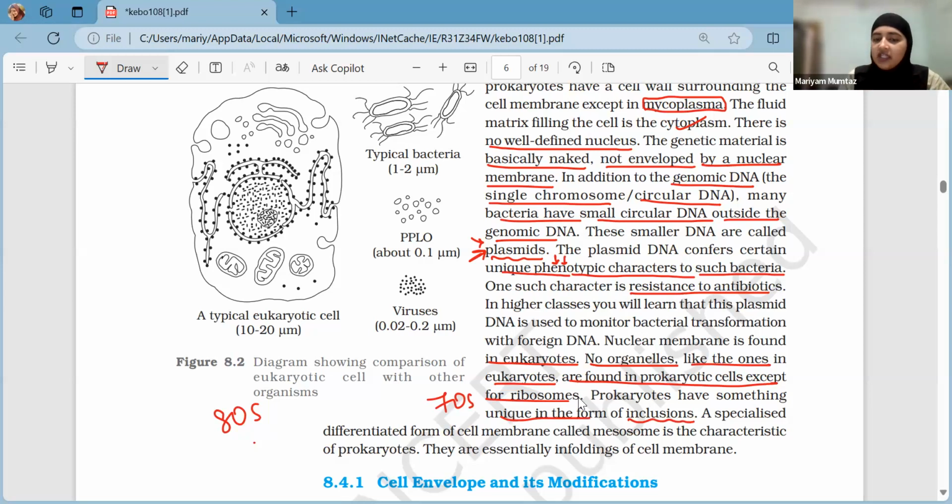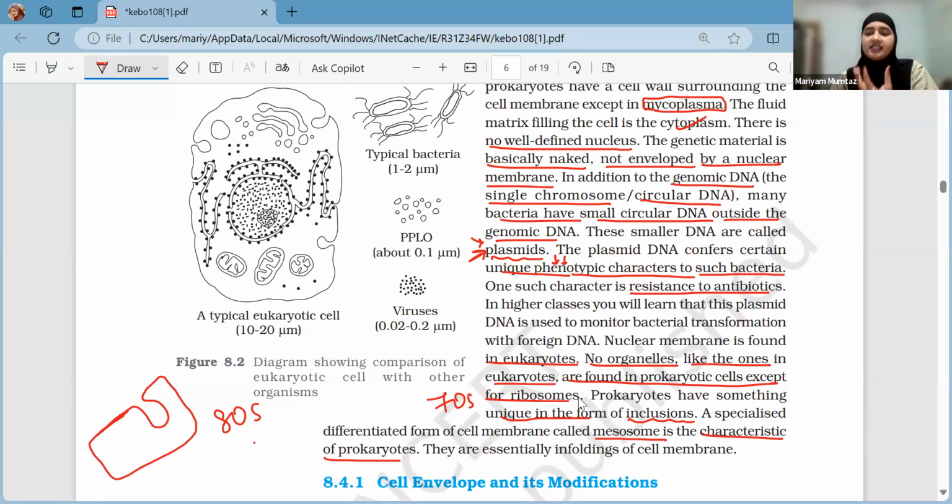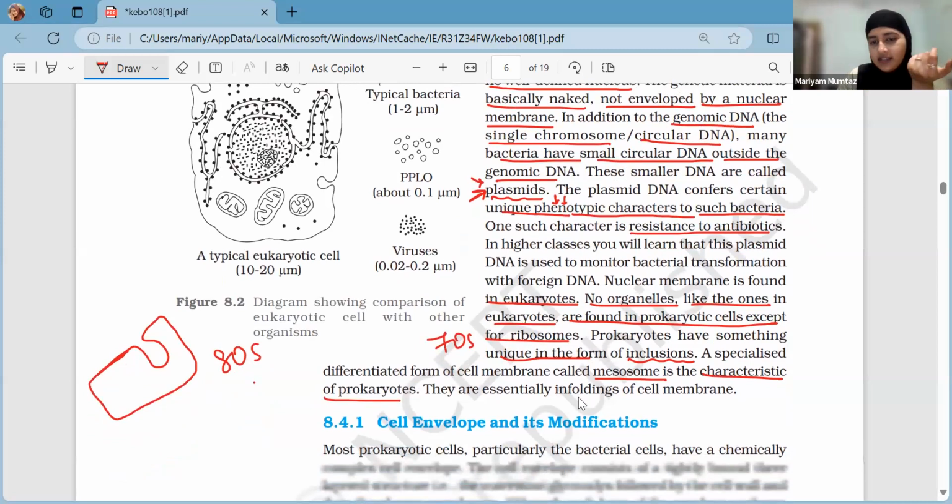A specialized differentiated form of cell membrane is known as mesosome. It is the characteristic feature of prokaryotes. See, if we talk about the plasma membrane of a prokaryote, if it is like this, then mesosomes are formed from the invagination of the plasma membrane. Invagination means deepening of the plasma membrane to form a vesicle-like structure, that is mesosome. These are the infoldings of the cell membrane, or you can also say invagination of the cell membrane, of plasma.